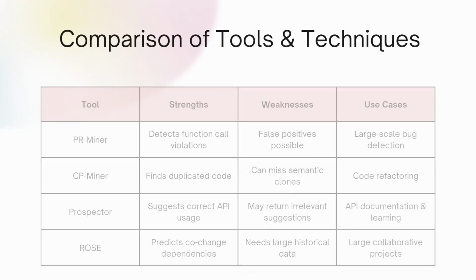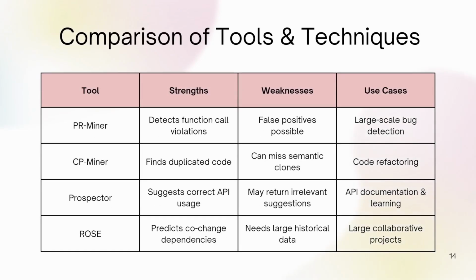Quickly look at the comparison of tools and techniques presented in the paper. Different source code mining tools excel in different aspects, making it more important to understand their comparative advantages. The paper presents a side by side comparison for various tools, focusing on bug detection, API mining, clone detection, and code change analysis. For instance, PR Miner is highly effective for detecting bugs caused by function call violations, whereas CP Miner is specifically designed for detecting duplicated code.